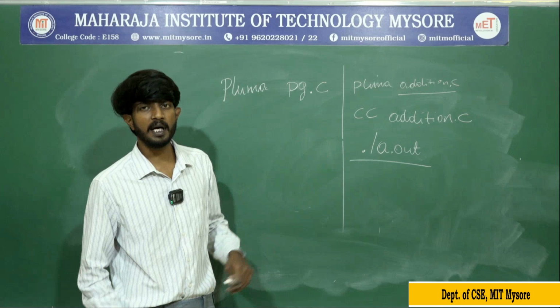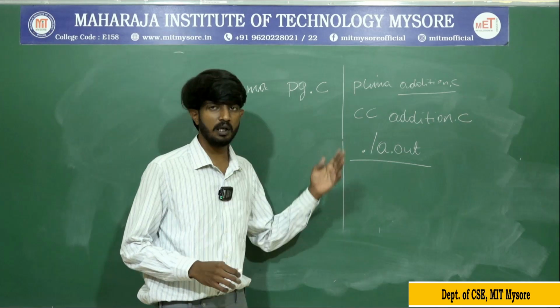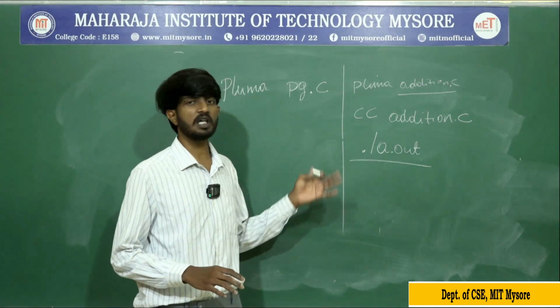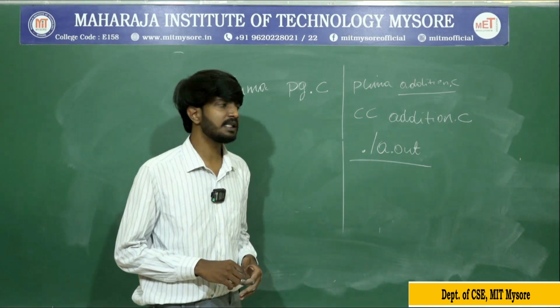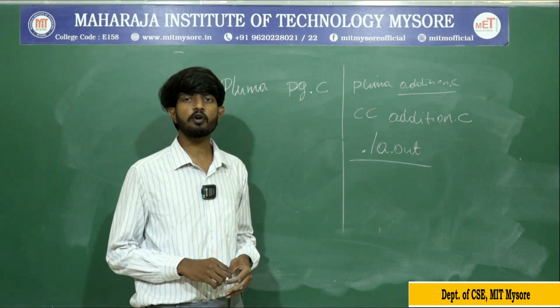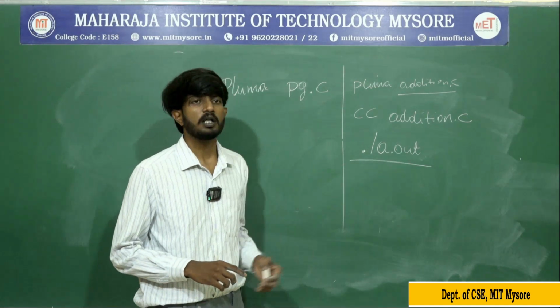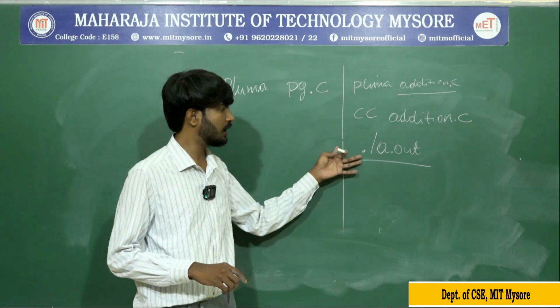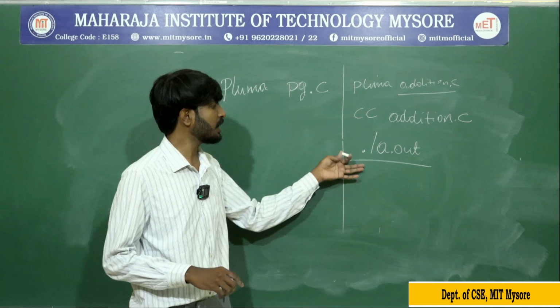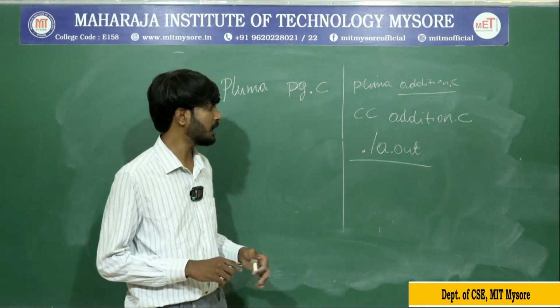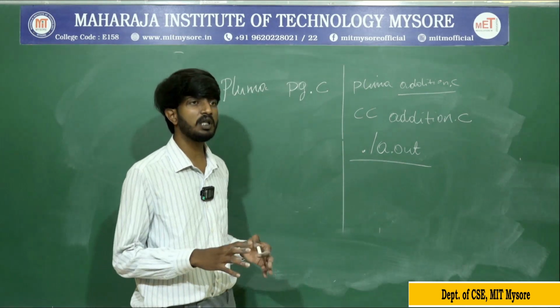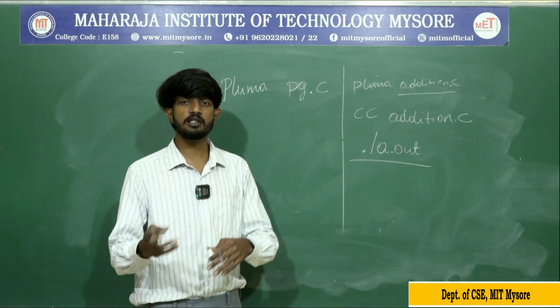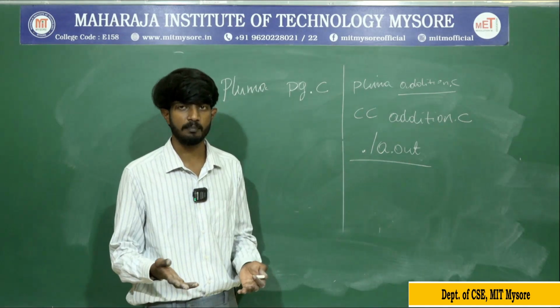Then you are going to compile your program. It will check for any syntax error. The command is cc addition.c. Then you are going to get the output from the program. For that you give the command ./a.out. So this is about the compilation and execution of any C program.